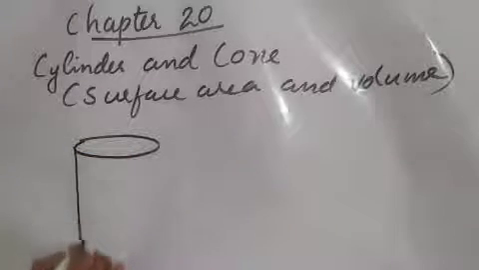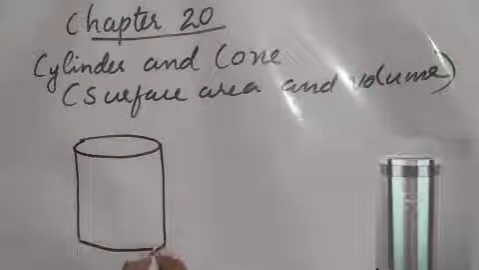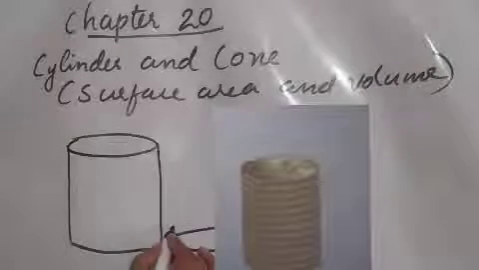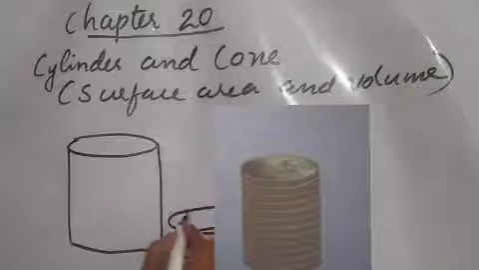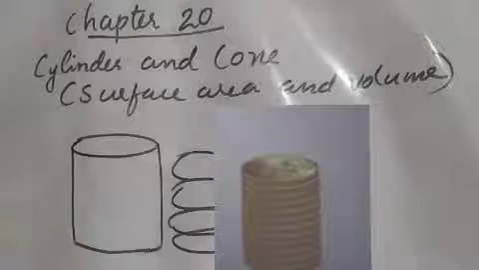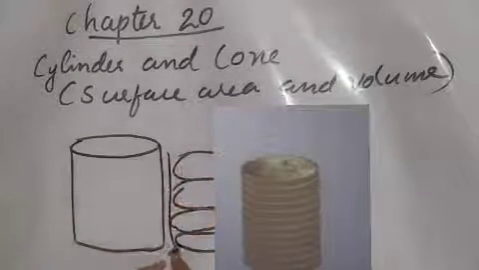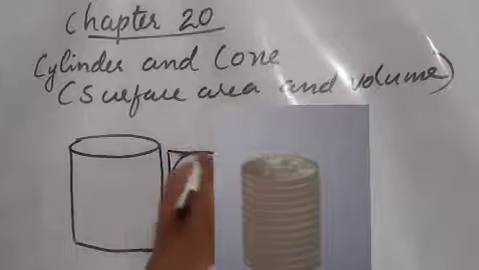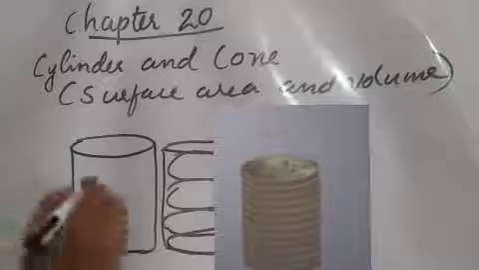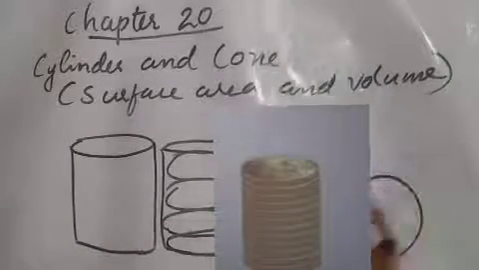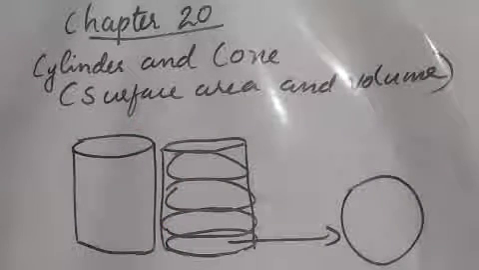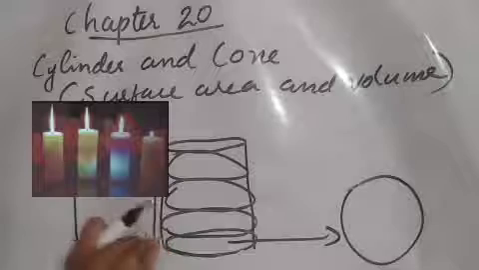You are familiar with the cylindrical shape. Suppose you have a 5 rupee coin, and if you place more 5 rupee coins on top of the first one, you will get a cylindrical shape. The base of the cylinder is circular in shape. What is the base and top of a cylinder? A right circular cylinder has a uniform cross section.